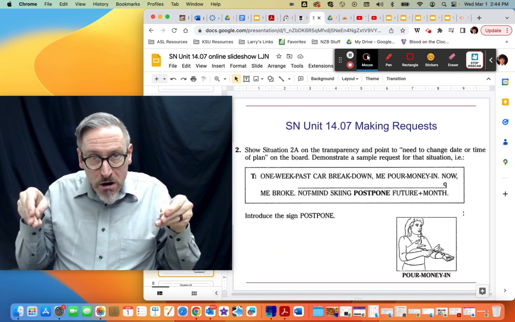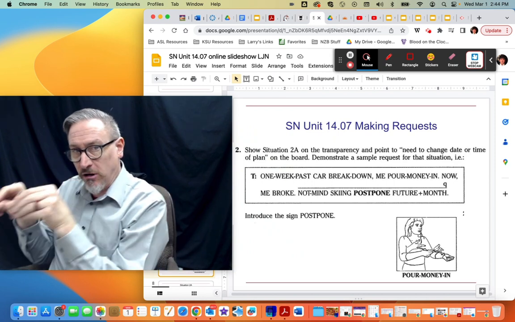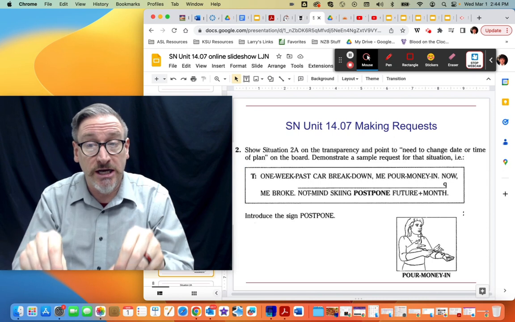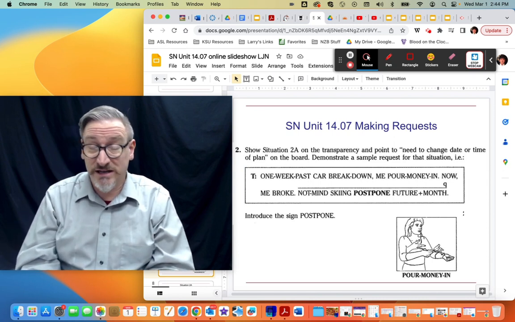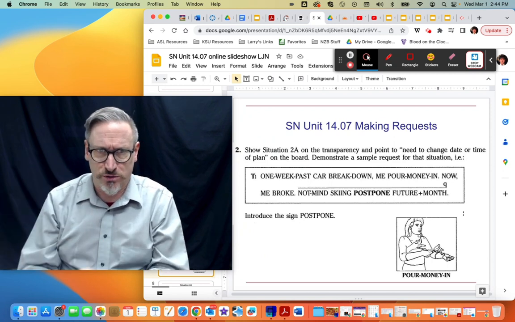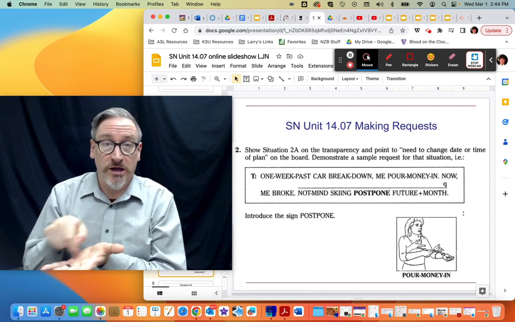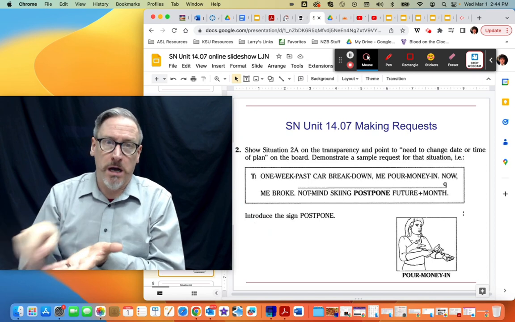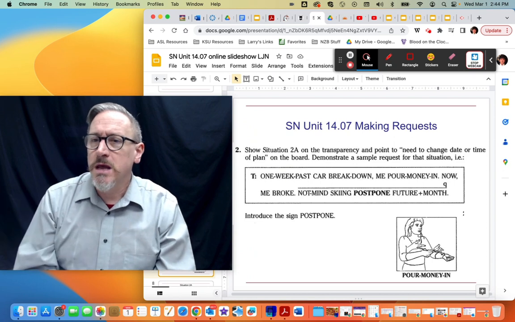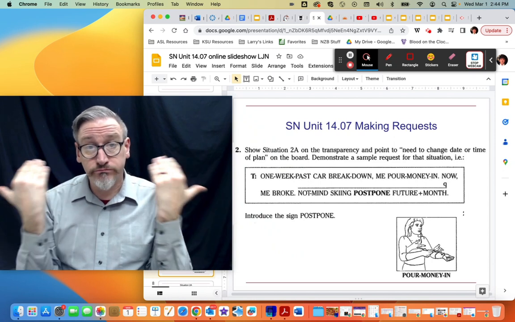I poured money into it. So you're taking your money and funneling it all into it. And there are lots of other ways that you can sign that. This seems to imply an ongoing process, like it's not done because it's not fixed. You could also say, I took a whole pile of money and pushed it towards that problem, right? This would be repetitive, constantly putting money into something. So in this case, funneling money into it, right? Now I'm broke.